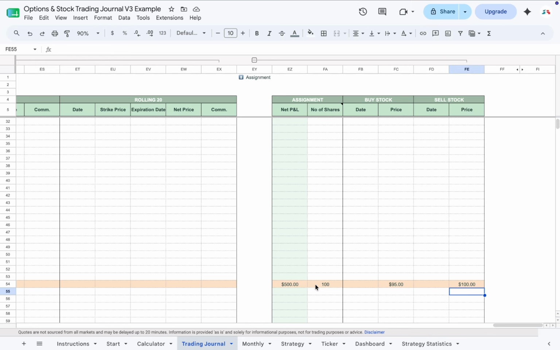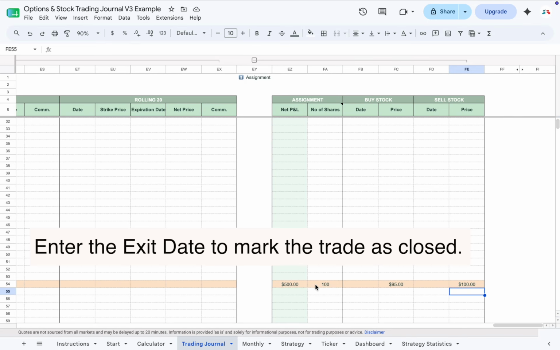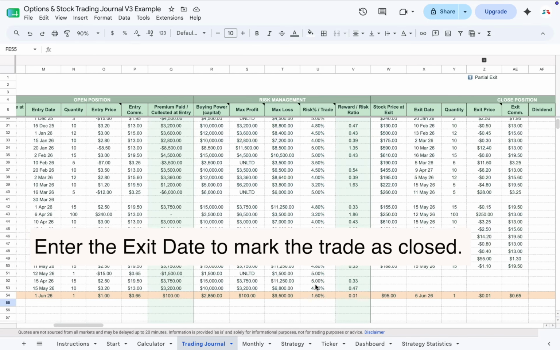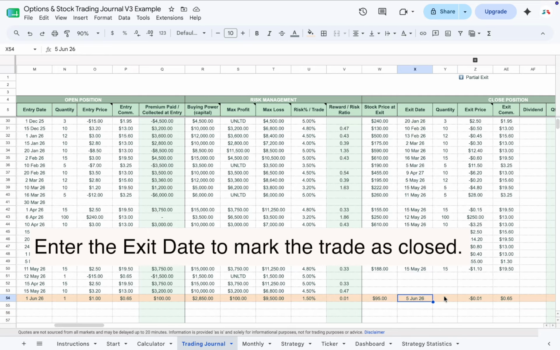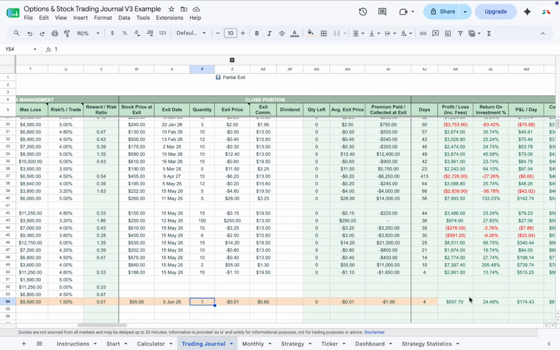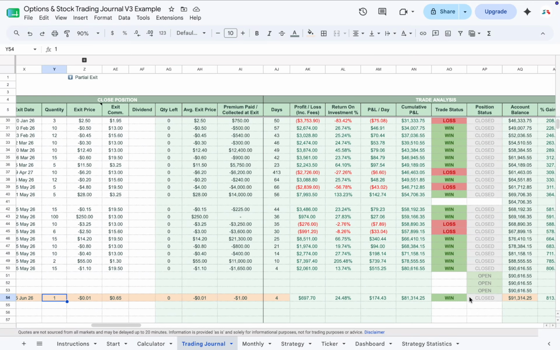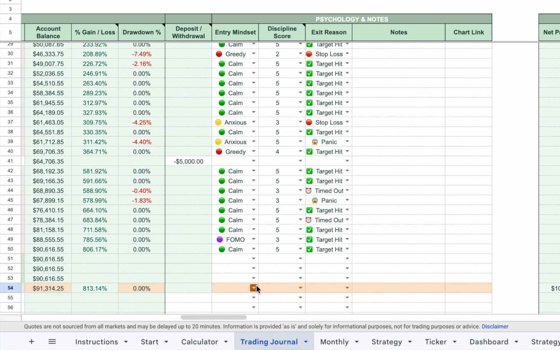The profit or loss from the stock transaction will automatically be included in the total trade P&L. After the final option leg has been closed and any assigned shares have been sold, simply enter the final exit date and exit price. The trade status will automatically update to closed. In addition to recording trade data, you can also track your trading psychology. For each trade, record information such as entry mindset, discipline score, and exit reason. Over time, this information can help you identify patterns in your decision making and improve your trading discipline.